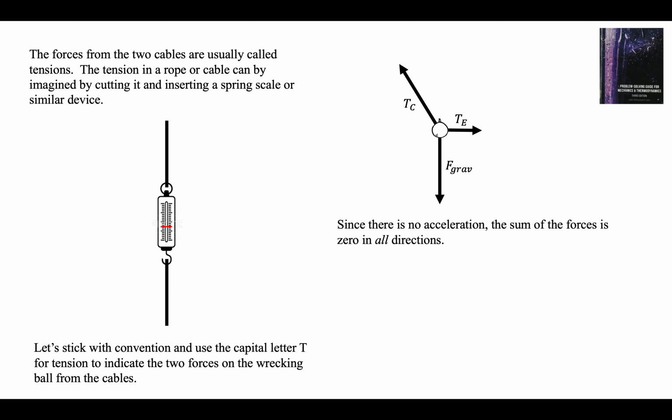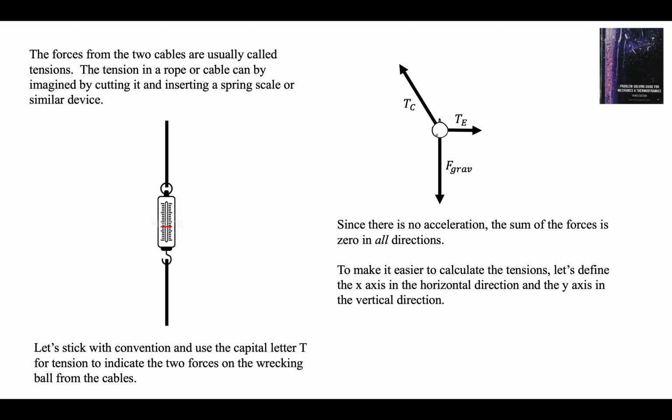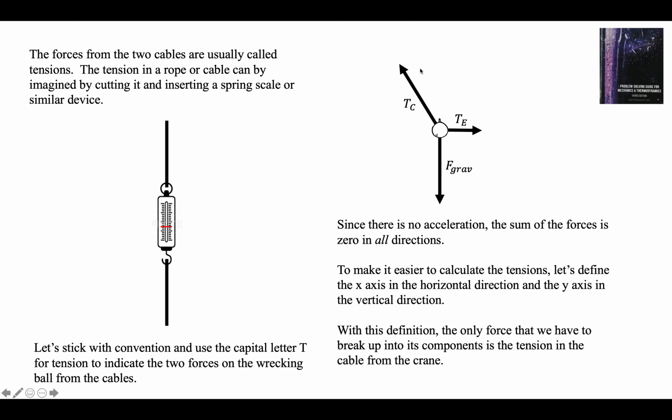The sum of the forces must be zero in all directions. It's not accelerating in any direction. To make it easier to calculate this tension, let's put the x-axis horizontal and the y-axis vertical, like we normally do. If we do that, then the only force we have to break into components is the tension in the cable from the crane. The components are sine 24 for the horizontal component and cosine 24 for the vertical component.